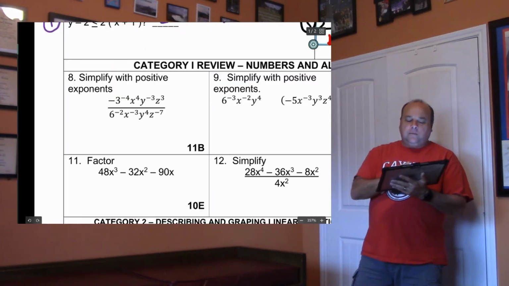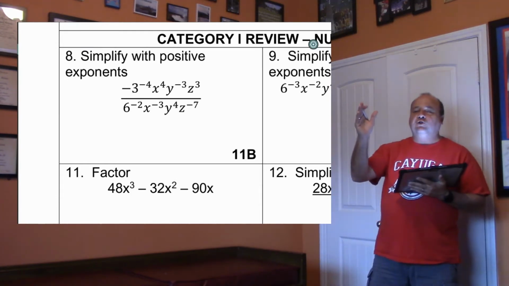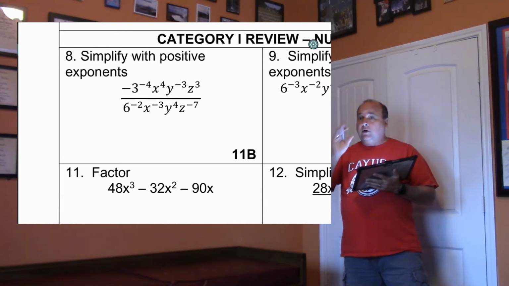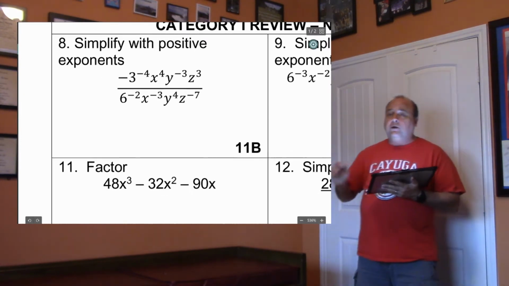Let's go to number 8. This is what you just learned last week. You've got to be able to do this. On the test, I'm going to keep it pretty simple. This is about the level of your test, okay? Notice that this has 3 letters. I think I only put 2 on your worksheet. But you've got to be able to do this.